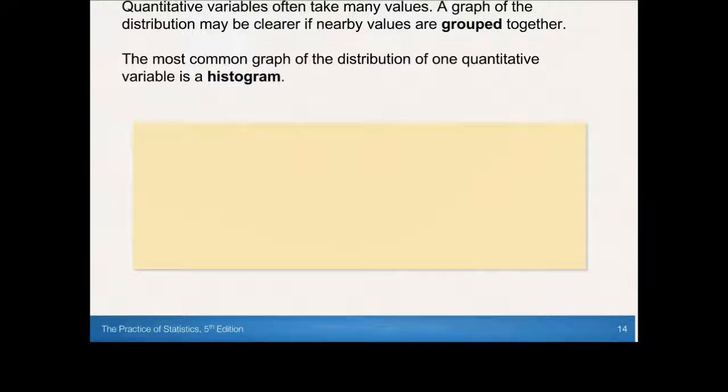Okay. The next thing we're going to look at is called a histogram. The histogram will take quantitative variables, and sometimes it takes them as groups. So a graph of a distribution may be clearer if we group them together. The most common graph of a distribution is called a histogram.